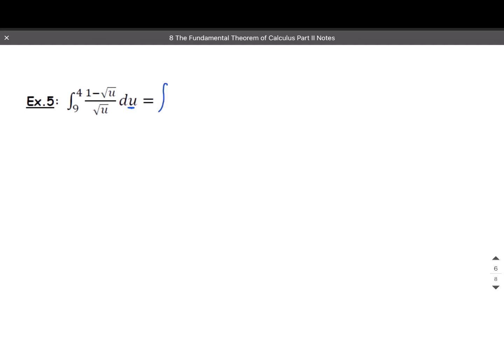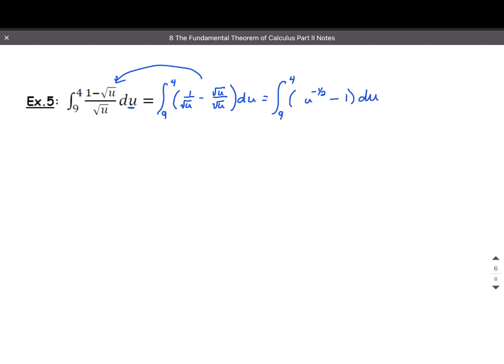Heck no. But if we undo the subtraction that's in that numerator, we would have 1 over the square root of u minus the square root of u over the square root of u, right? Isn't that what came before that? Now we can simplify that a little bit. So what we're doing is we're undoing the subtraction. And now we've got the integral from 9 to 4 of 1 over the square root of u. The square root of u is u to the 1/2, but since it's in the denominator, we raise it to the negative 1/2. Minus the square root of u over the square root of u is 1 du.